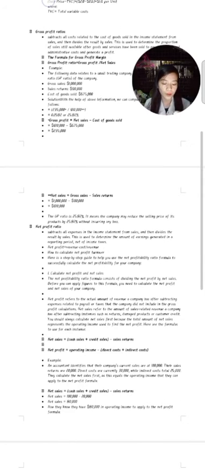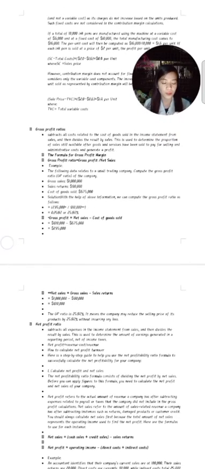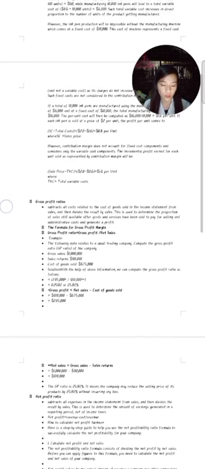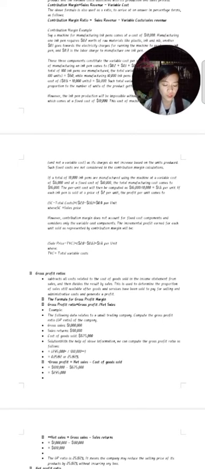However, contribution margin does not account for fixed cost components and considers only the variable cost components. The incremental profit earned for each unit sold, as represented by contribution margin, will be sales price minus TVC, which is total variable cost. So, 2.0, which is the sale price, minus 0.6, which is the variable cost, is equal to 1.4 per unit.